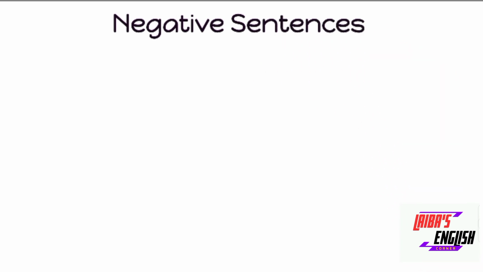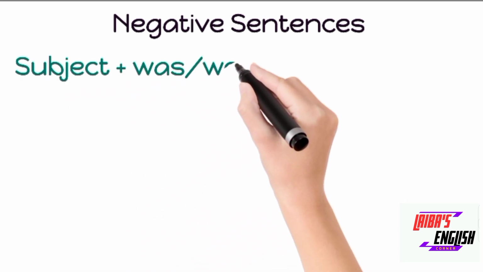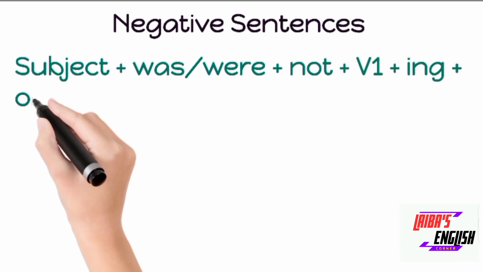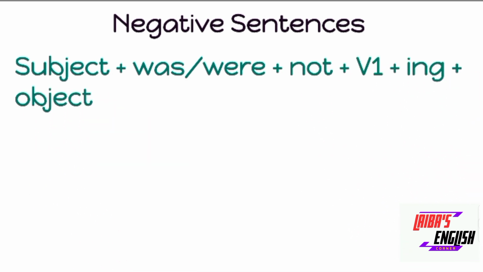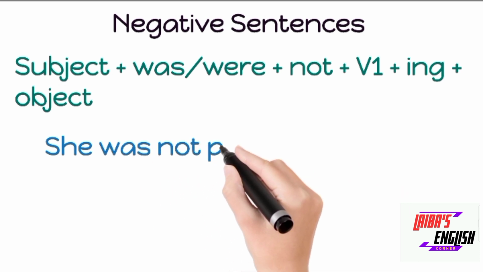Now we will make the negative sentences. Remember one thing, in negative sentences, we just have to use not after the helping verb. This is the simple structure. We just have to use was and then, after that, we have to use not, and that's all. So subject plus was and were plus not plus first form of verb plus ing plus an object. One thing, we put not after the helping verb was and were. So now we will make some examples to make our concept crystal clear.